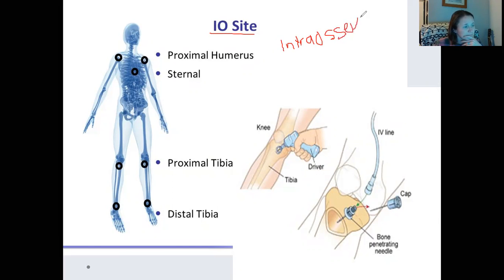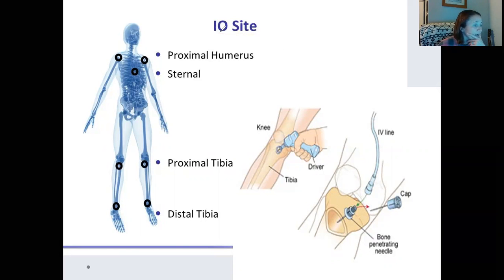Yes. I think I spelled that right. I may not have. It might be an O right here. I think there's an O right there. Okay. Intraosseous, I'm going to go ahead and erase that because of my bad spelling, I don't want to look at it anymore.